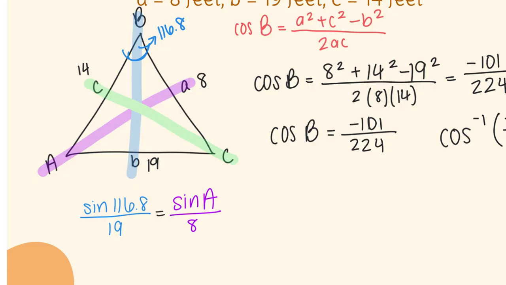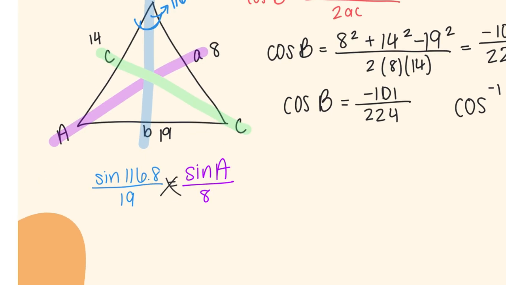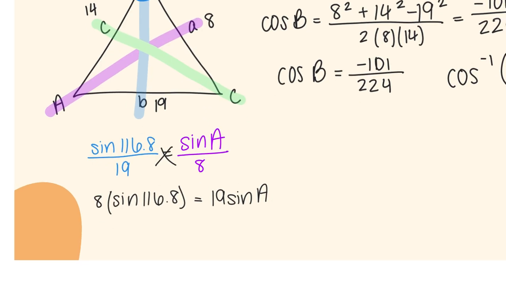So go ahead and cross multiply. You're going to end up with 8 times sine 116.8 equals 19 times sine angle A. Now, solving this, I have to go ahead and get A by itself, so I have to first divide by 19 on both sides of my equal sign. And then because I'm solving for my angle, I have to use, like we did before, when you're solving for your angle, you have to use the inverse.